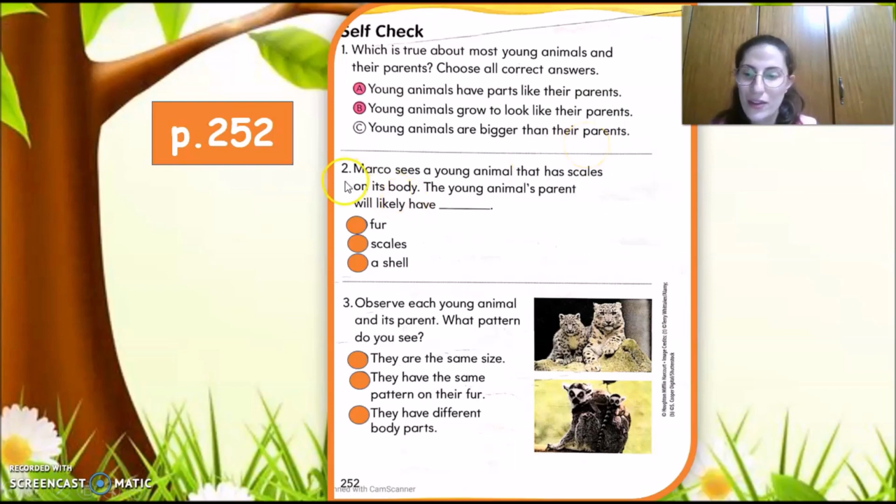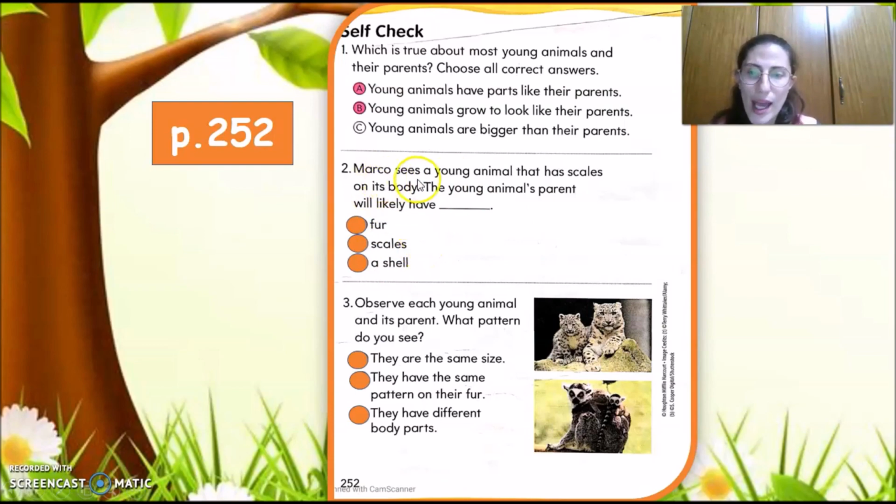Clear? Number 2. Marco sees a young animal that has scales on its body. The young animal's parent will likely have A. Fur, B. Scales, C. A shell. So I'm going to read it one more time, then I'm going to explain.